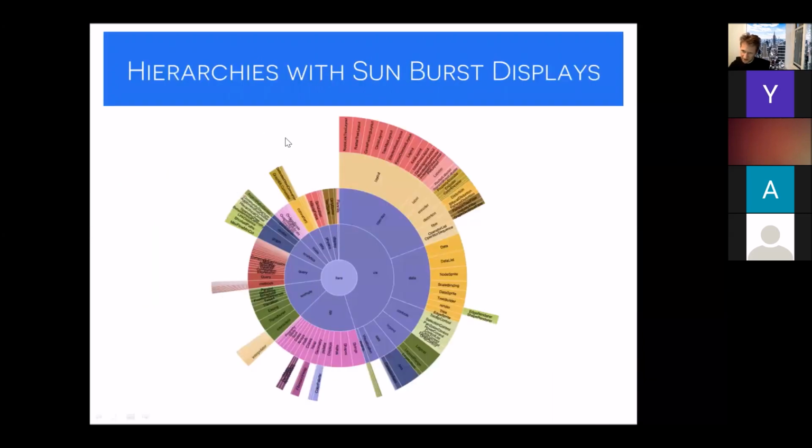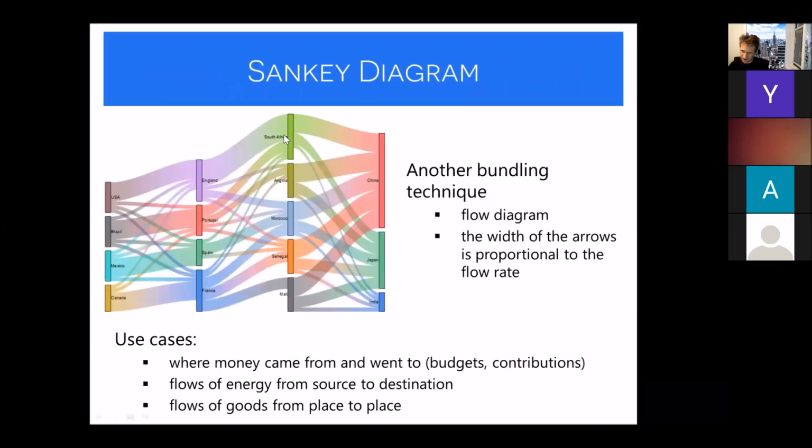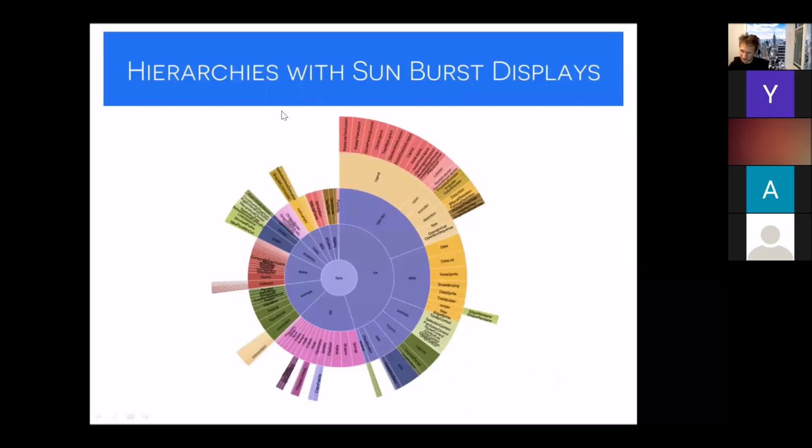Then back to the hierarchies, another way to see hierarchies is the Sunburst display, which I showed you before, right?